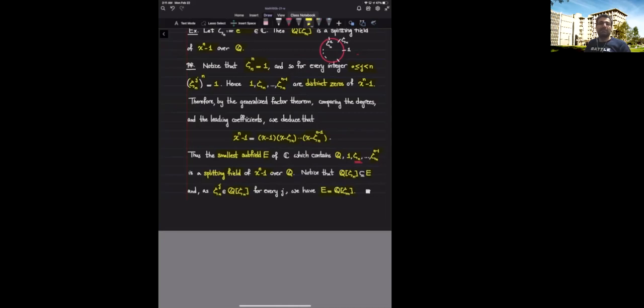So a splitting field of x to the n minus 1 over Q is nothing but adding the nth root of unity to Q.